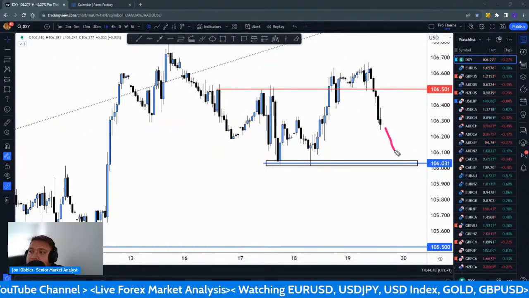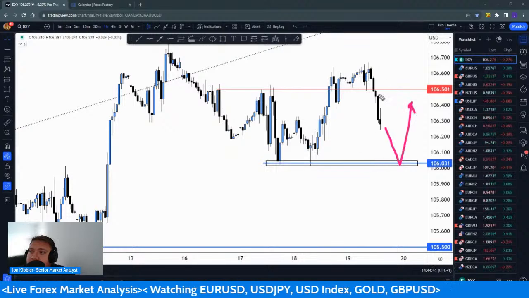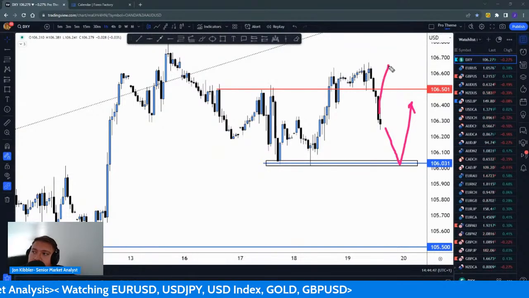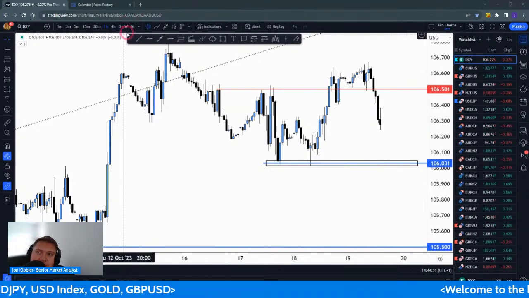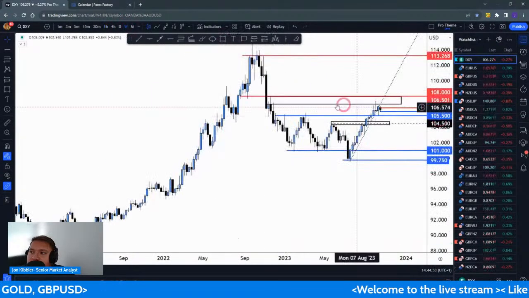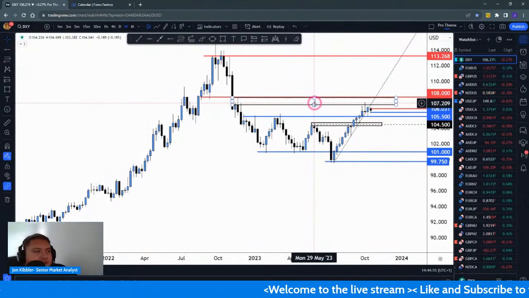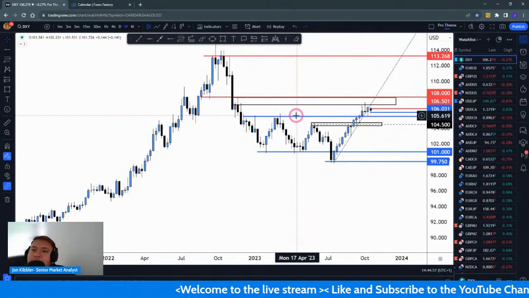Could that influence a little bit of a move down before some buying again? Or are we going to take these highs and move higher? I was still expecting a move up to the 108, but we just haven't seen that momentum yet, unfortunately.